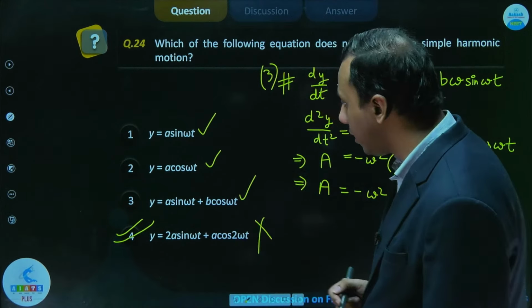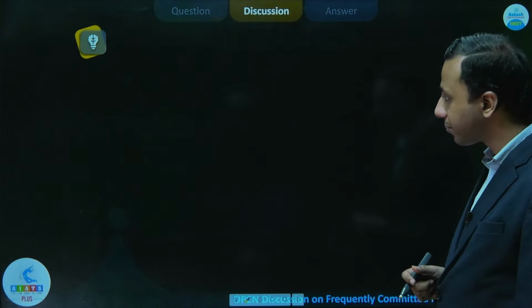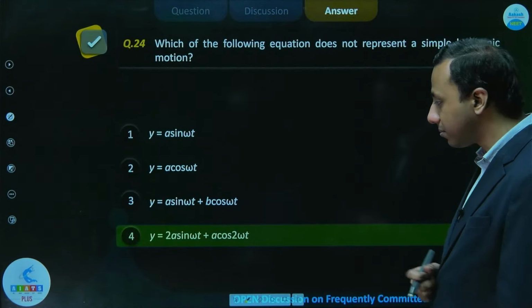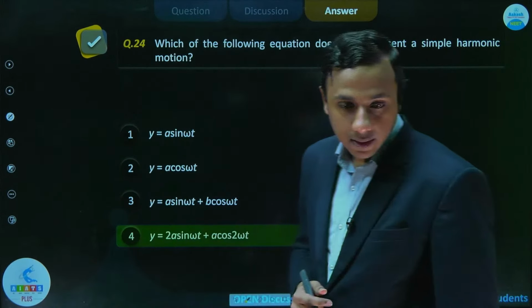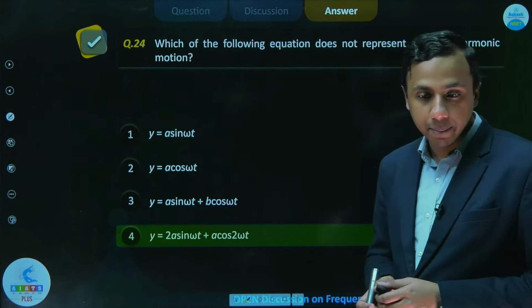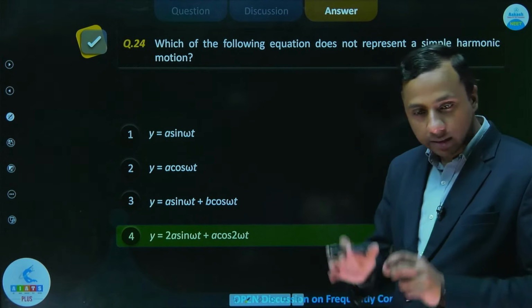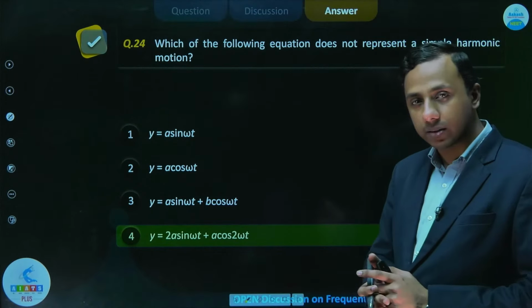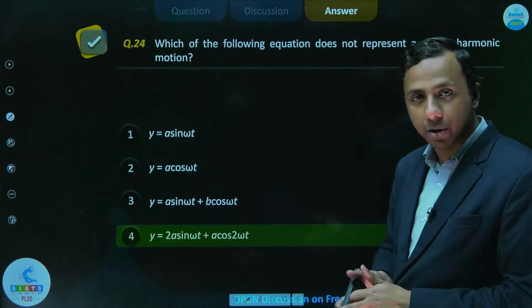So this does not satisfy, and the fourth one is our answer. Let's check the answer slide. And yeah, the fourth one is our answer. Some students have already replied: yes, option 4, because there is 2 omega t. Exactly. Just by looking at the option itself, you could have ticked the answer. But still, we derived it and I explained it for the first 3 options also.